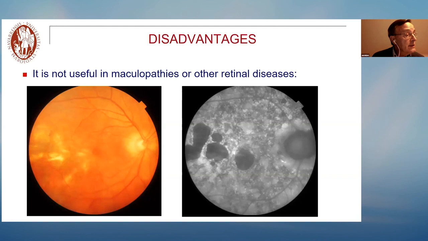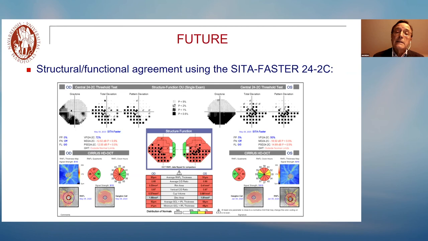Now we're evaluating a new visual field that is the SITA Faster 24-2C, which includes 10 points in the central area and the other typical points from the 24-2 visual field. And it's possible to evaluate the relationship between the OCT and the visual field. Probably in the future, we will have more types of visual field or structural analysis, and they will allow a better study of the relationship between the structural and functional damage related to glaucoma.